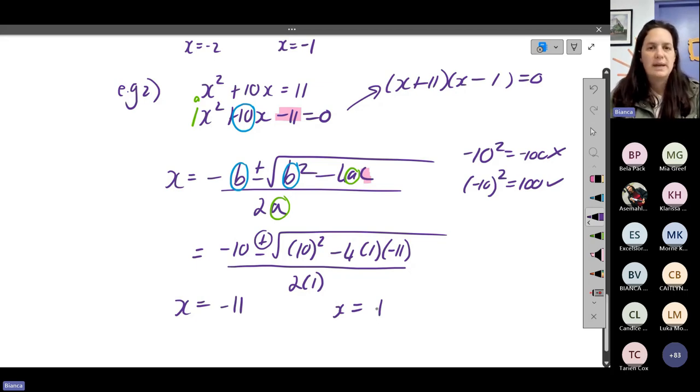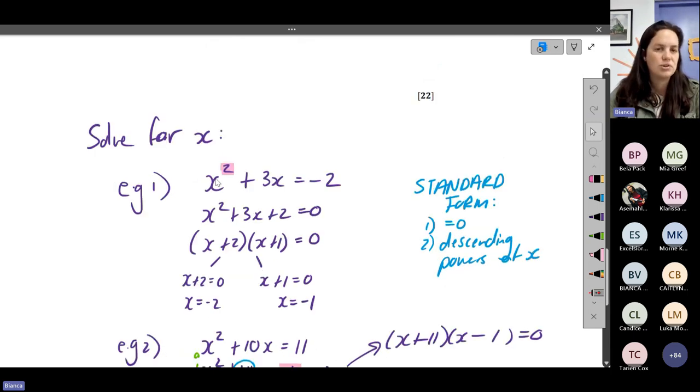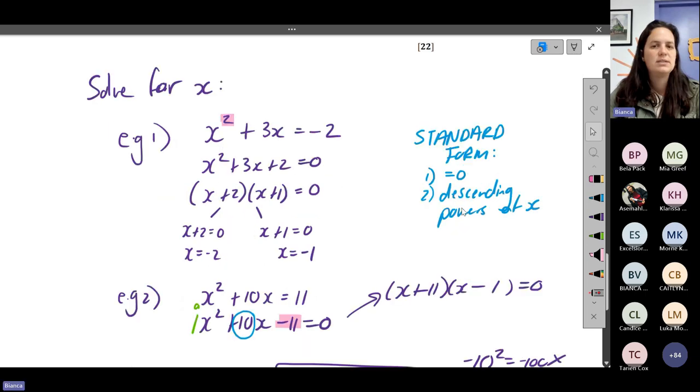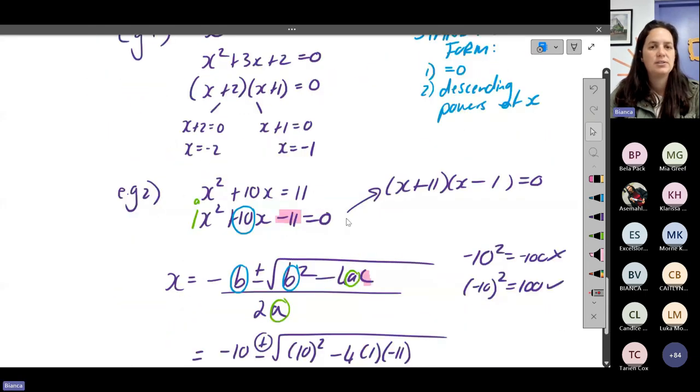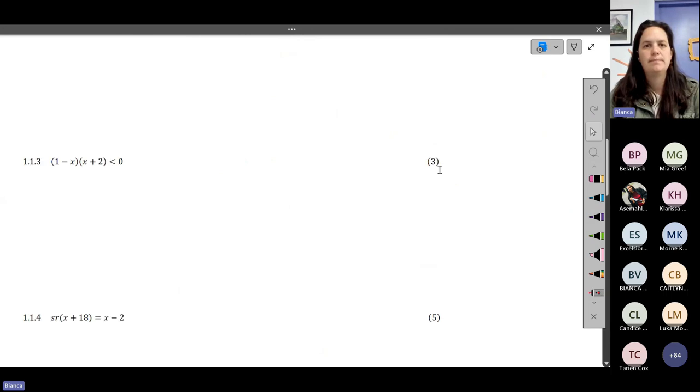Okay, so basics, your question 1 will always be solve for x. It'll be quadratic. You'll see a square, okay? Standard form means it must be equal to 0, okay? And once it's equal to 0, you can either factorize like this, put it in brackets, or you can use the quadratic formula. Okay, now I want to show you something.